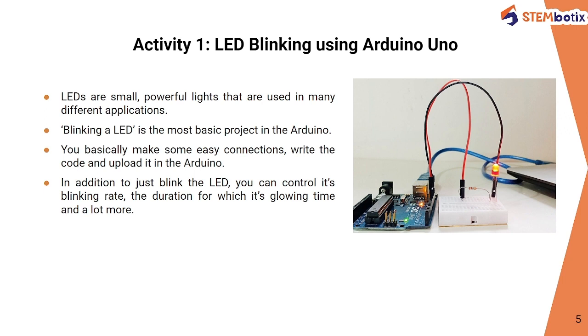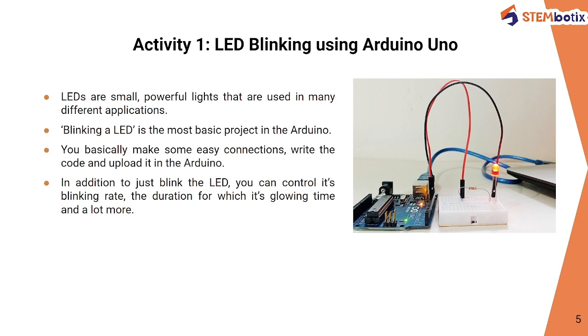You basically make some easy connections, write the code and upload it to the Arduino. First you need to connect the hardware part, which means you need to first connect your LED with your Arduino Uno. After doing the simple connections, you have to write the code because you want to make this blinking process automatic. That's why we are using Arduino Uno, a microcontroller which is going to control the on and off timing of the LED. And that particular command we are going to give using Blockzie or block coding.